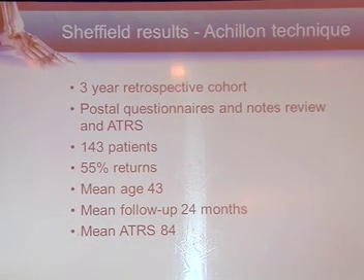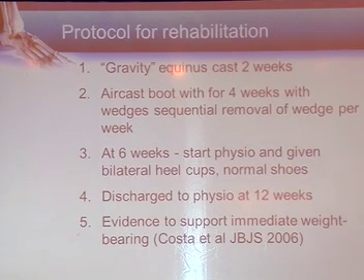In Sheffield, we've got a 3-year retrospective group of patients. These patients were looked at over a slightly longer period than the Leicester group, but I think that's probably not relevant because the patients that re-rupture will re-rupture inside 1 year, by and large. We've got a slightly larger number, but not significantly so. But we've reviewed more than half of these patients. Our mean age is 43, with a mean follow-up of 2 years. Our Achilles tendon rupture score is marginally better, but probably not significantly so, than Jit's group.